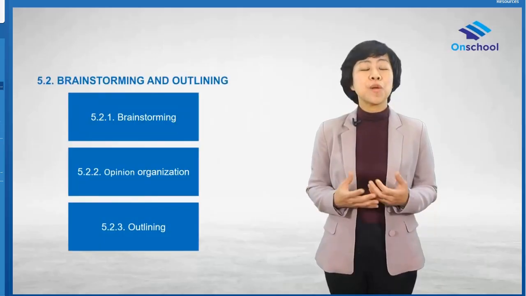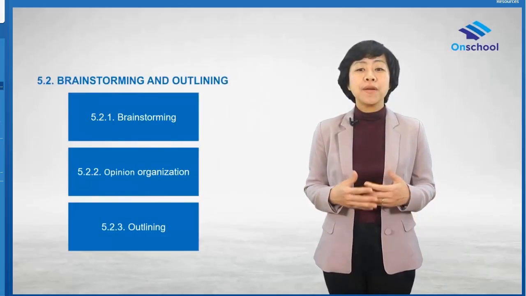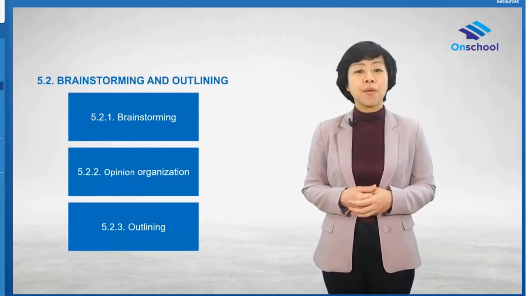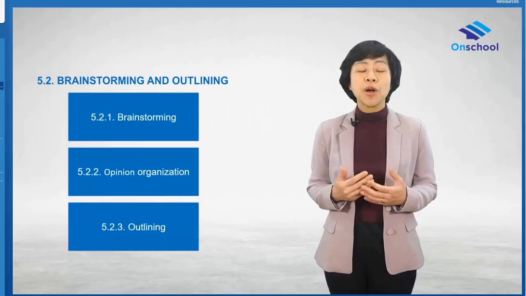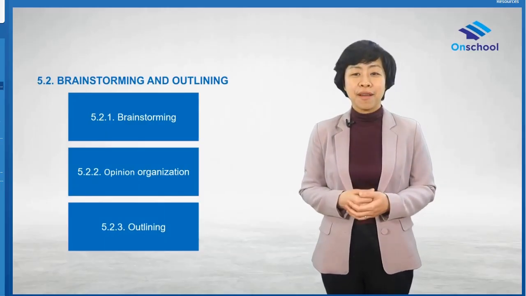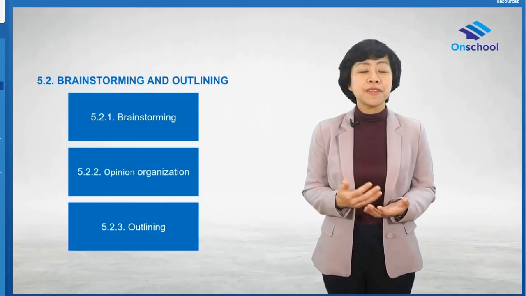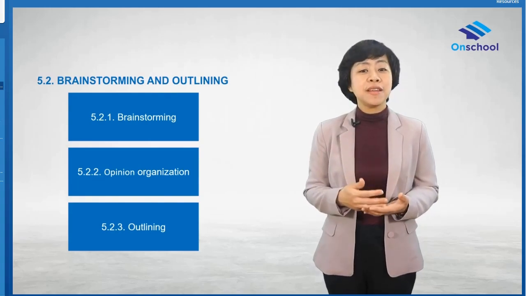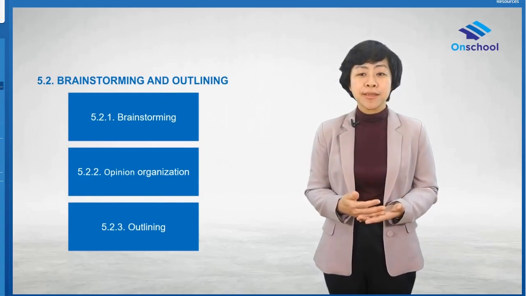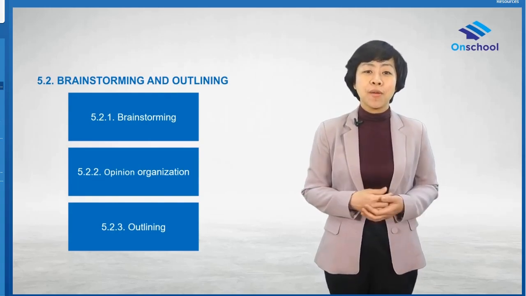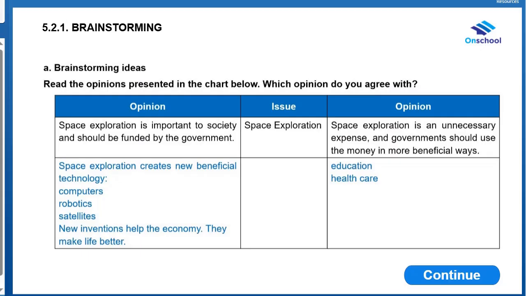After we have finished exploring a reading text, we now continue with the second step of our writing process, which is also part 2 of Unit 5. We are going to firstly brainstorm, then study the organization of an opinion essay before making an outline. Let's start with brainstorming ideas.